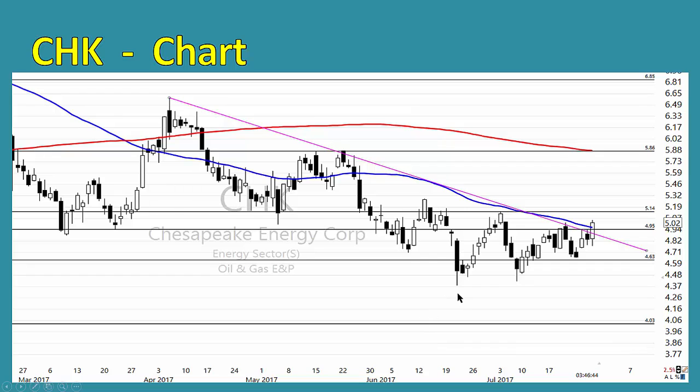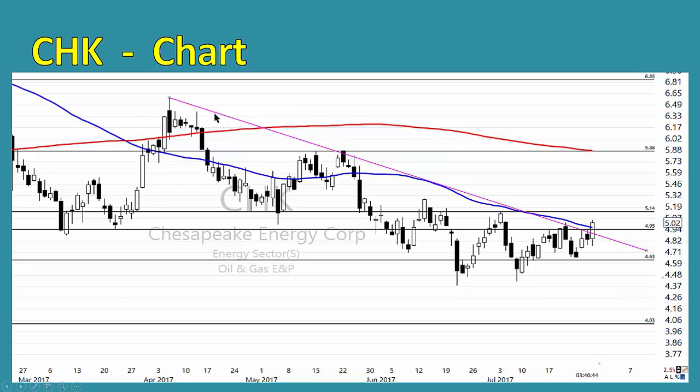Okay, the second chart we want to look at here is Chesapeake. Yeah, OS, this is being recorded. The second chart we want to look at here is Chesapeake.